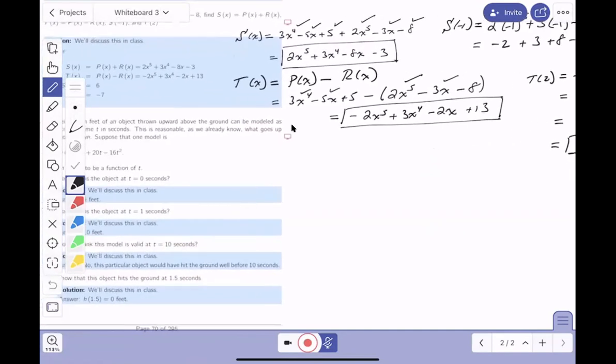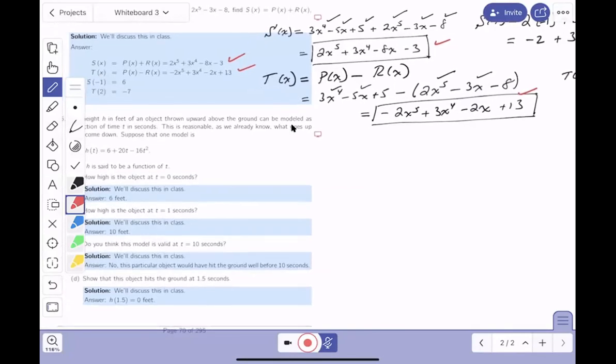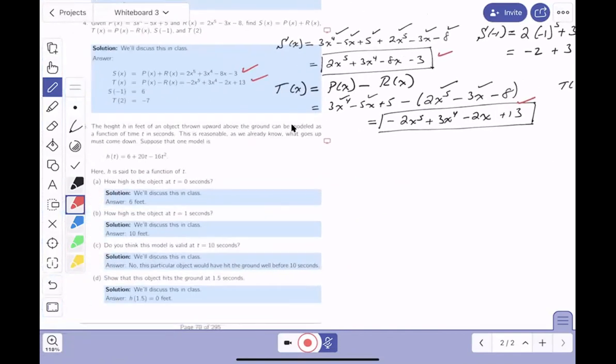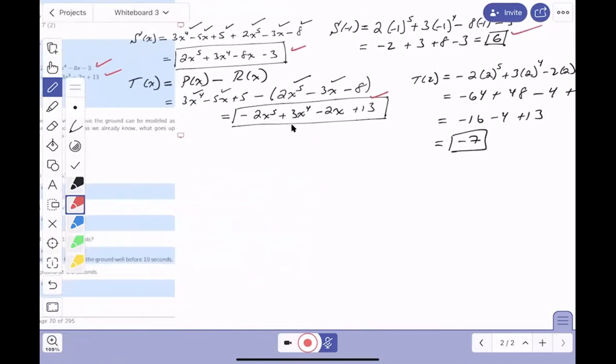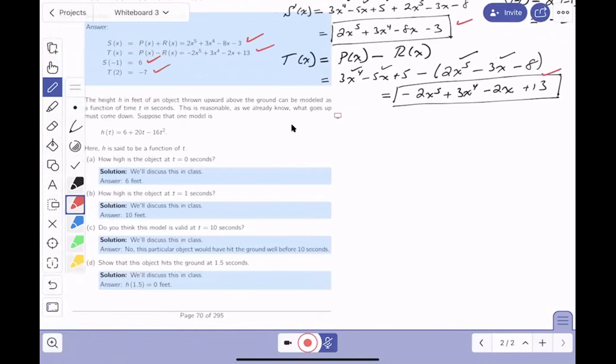All right, let's see if we got S. I'm seeing it here. And I'm seeing here, what do I say? 2x^5 plus 3x^4 minus 8x minus 13. Do I see T of x? I see it right here. So it's minus 2x^5 plus 3x^4 minus 2x plus 13. We did good. Do I see S of minus 1? They say it's 6. I see it right over there. I'm in agreement with that. Do I see T of 2? Yes. I said it's minus 7. They said it's minus 7. All right, we did okay.